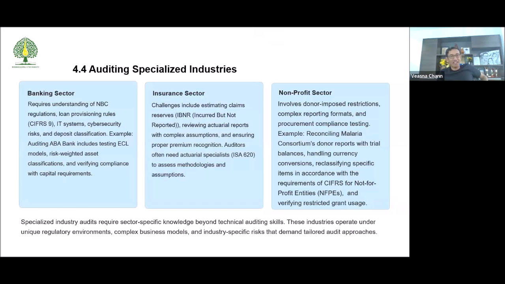It is called IBNR, claims incurred but not reported. That also needs specialization in doing this IBNR report. Usually auditors don't do this IBNR report when doing an audit for the insurance sector. Usually we ask the insurance company to get the IBNR report from a third party, and then the auditor places reliance on it.